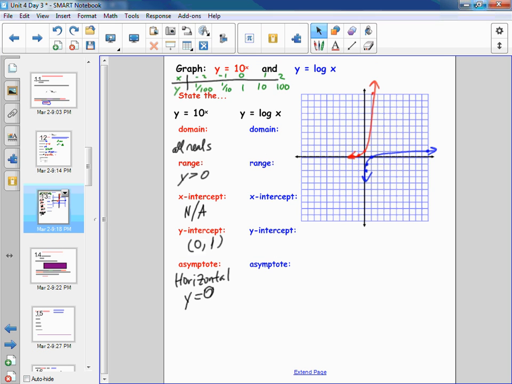Notice how these graphs are inverses. They're mirror images of one another when reflected off the line y equals x. We could show that if we were to add that invisible line of symmetry, y equals x.